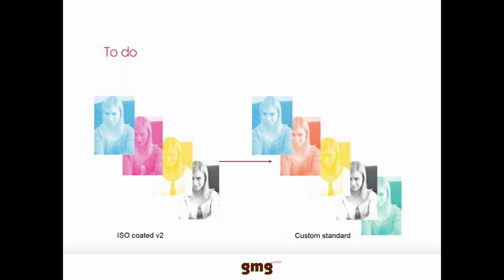So if you are in the repro houses, in the pre-press departments, not so many are already doing conversion profiles so that you can convert from ISO Coated V2 plus different kinds of spot colors into that custom standard. So this is still a manual conversion. There's some person who takes away the magenta manually and brings in the orange and checks again if the color is matching quite well.